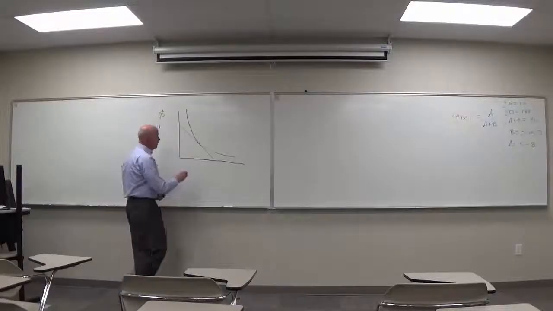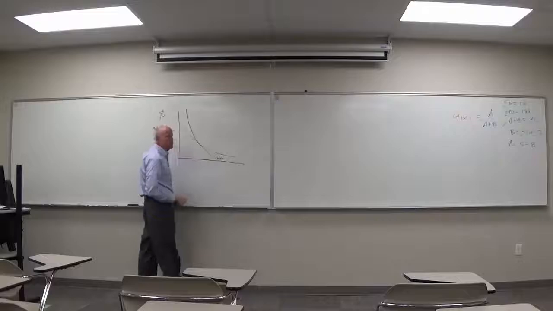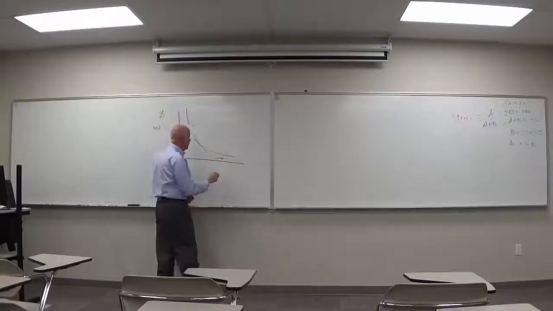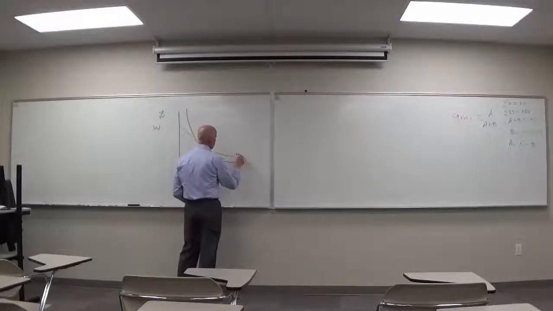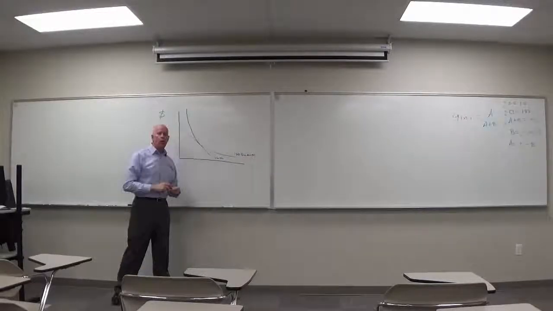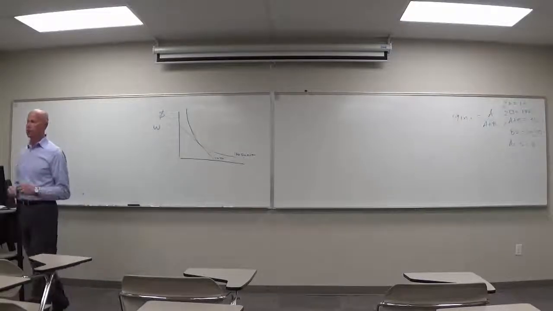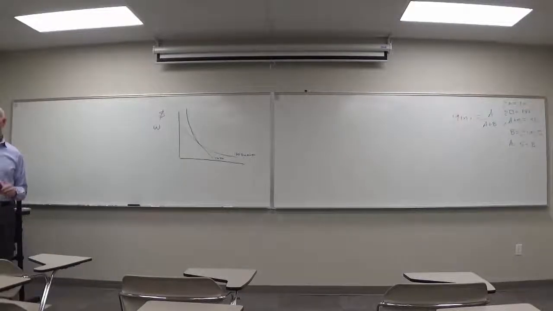So if this is an isoprofit curve, and this is an isoquant, which one is reflective of the firm's condition? And which one is reflective of the consumer's condition? There's a hint in there by their titles. Profit will be the firm's, correct?